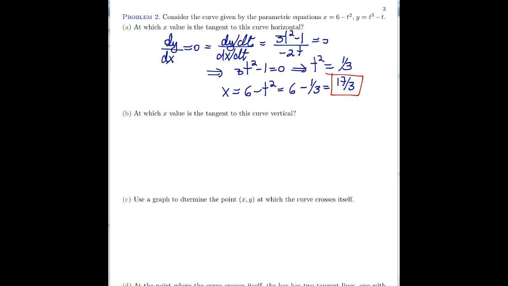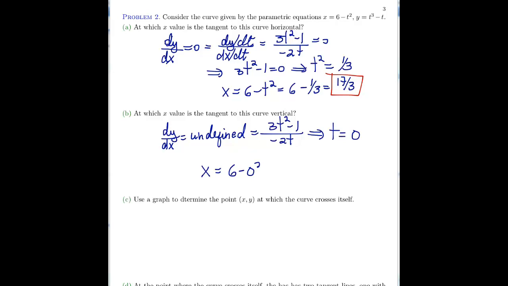For the vertical one, we would want the dy/dx, the slope of the tangent line, to be undefined. And since dy/dx is this, this will be undefined when t is 0. That's when we're dividing by 0. And again, we're asked for x, so x would be 6 minus 0 squared, so 6 would be the x value there.